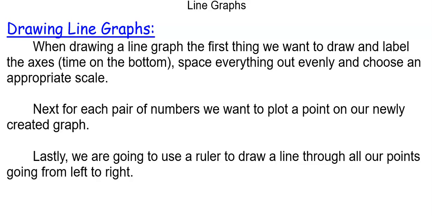So very similar to when we do a bar graph. When drawing a line graph, the first thing you want to do is draw and label the axes, time on the bottom, space everything out evenly, and choose an appropriate scale. Next, for each pair of numbers, we want to plot a point and then use a ruler to connect the dots.